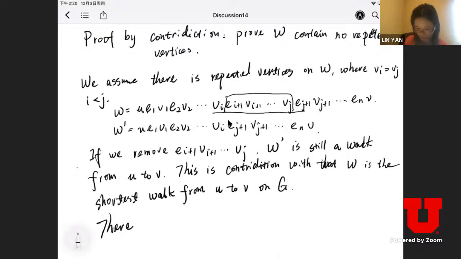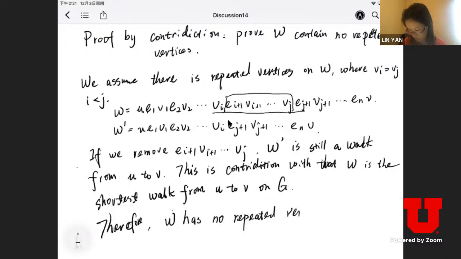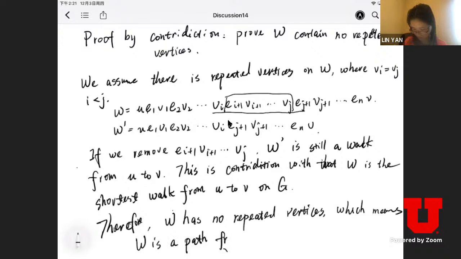Therefore, we can claim G has no repeat. W has no repeated vertices, which means W is a path. Okay, we are done with this question.